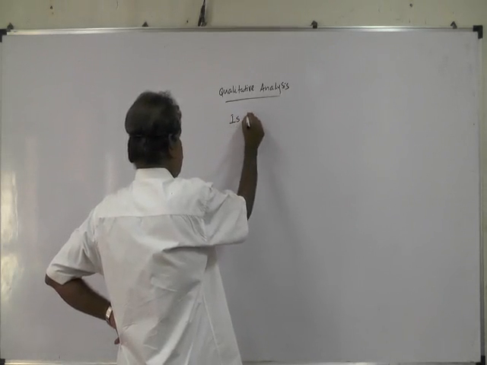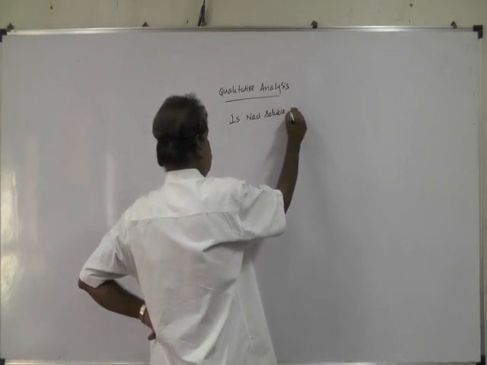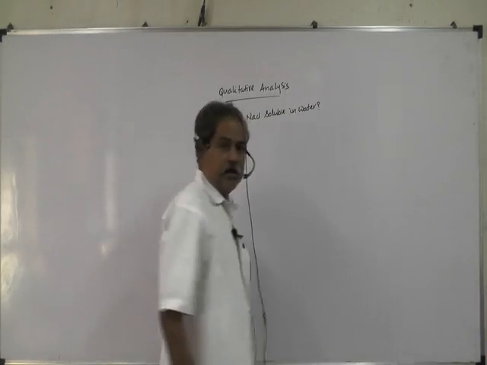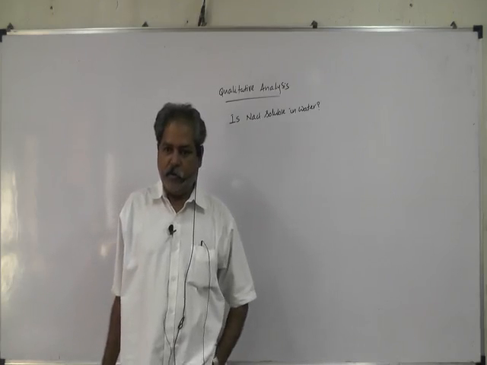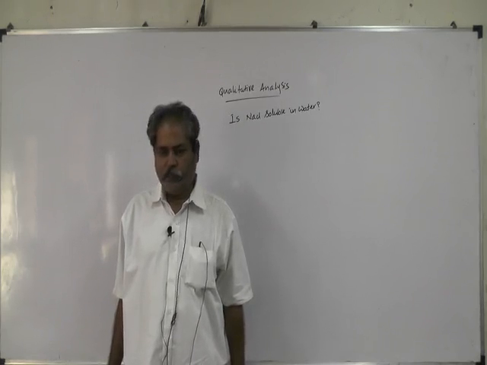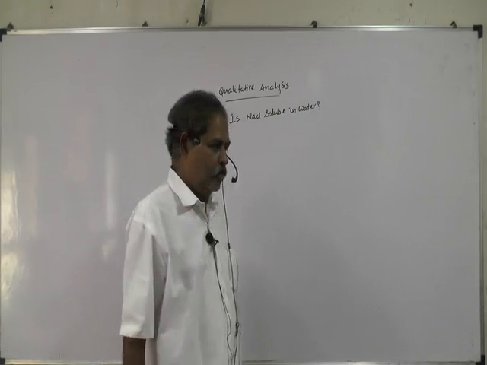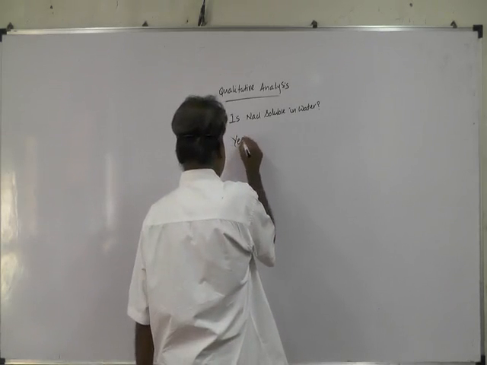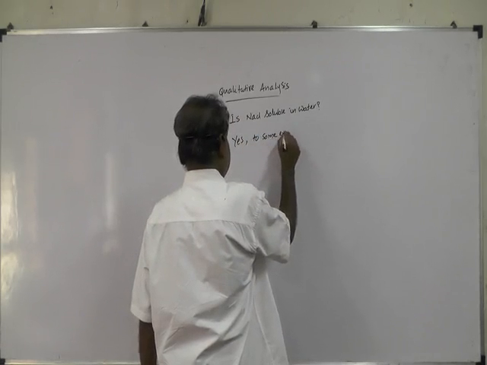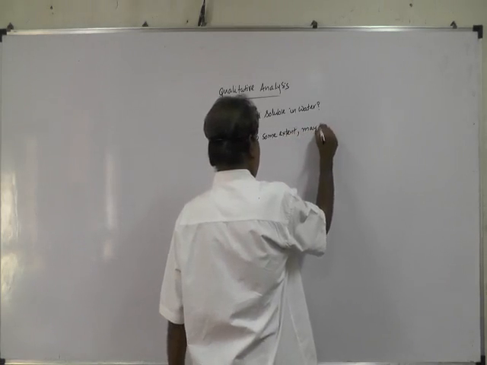Is NaCl soluble in water? Can you dissolve 500 grams of NaCl in 1 liter water? Max, it is 350 grams. So, yes, to some extent. Maybe large.